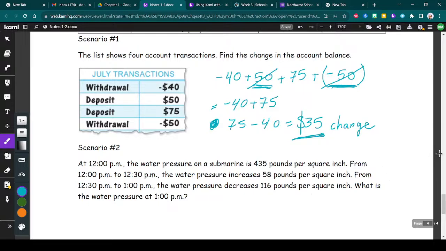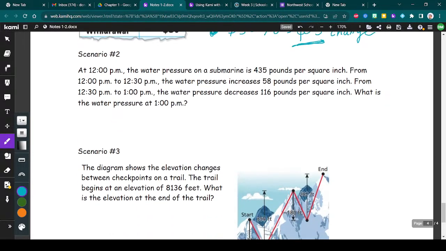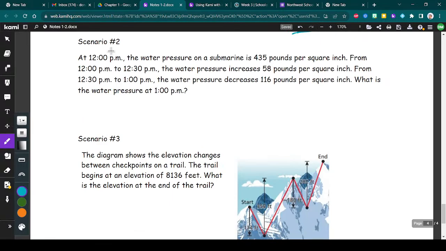Please remember to use units when solving story problems. At 12 p.m., the water pressure in the submarine was 435 pounds per square inch. I'm going to write that down as the first number here. From 12 to 12:30, water pressure increases 58 pounds per square inch. Increases means adding, so I'm going to add 58 pounds per square inch. From 12:30 to 1 p.m., the water pressure decreases 116 pounds, so I'm going to subtract 116 per square inch.